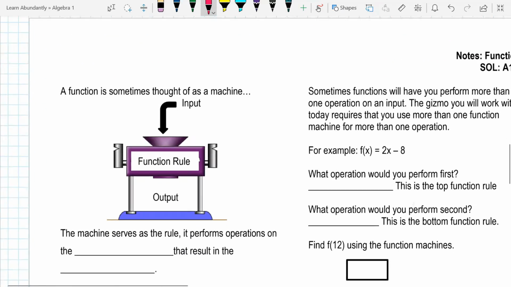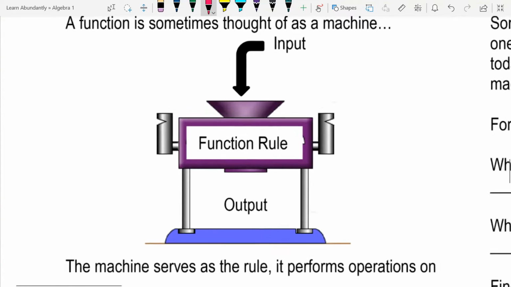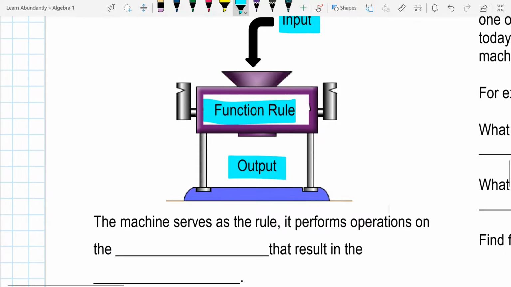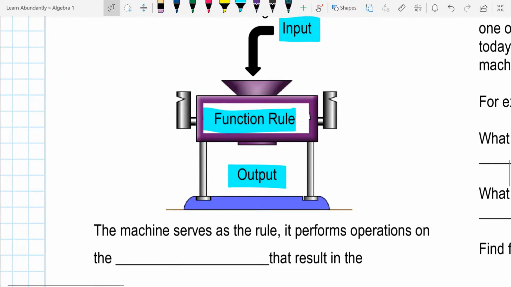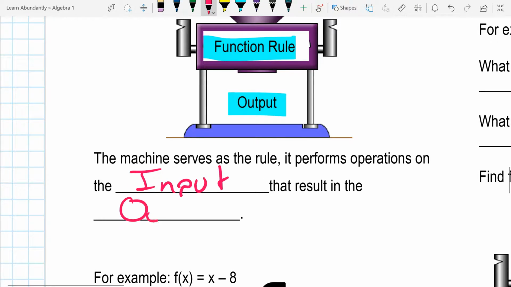Now, another way to think about functions is as a machine. So when you have a machine function, you have input, something you plug in. You have your function rule that tells you what you do to that, and then it spits out a new number. It serves as the rule. It performs the operation on the input that results in the output.